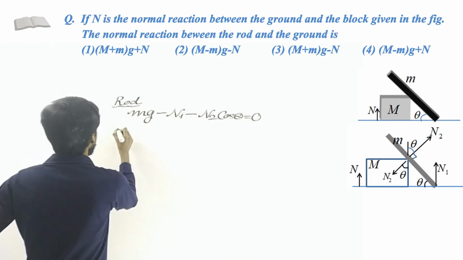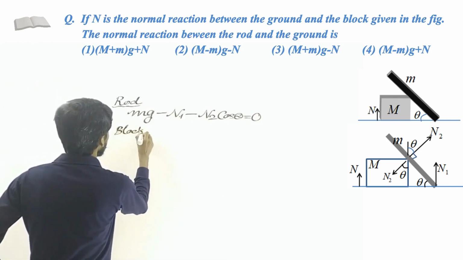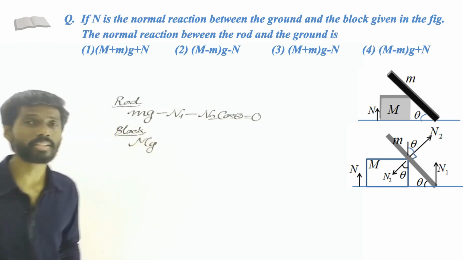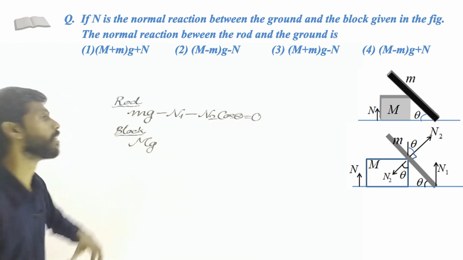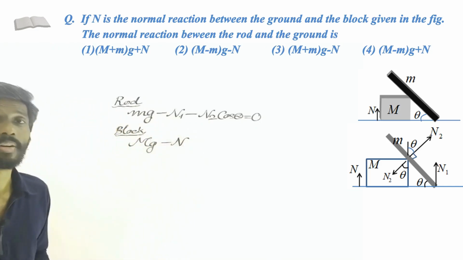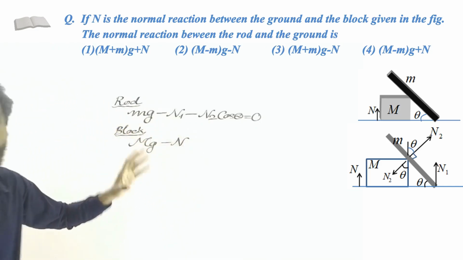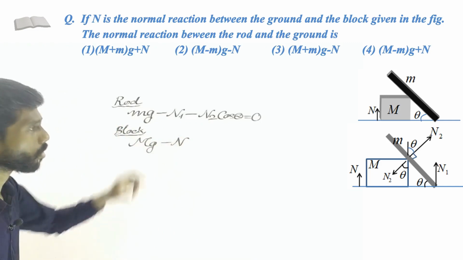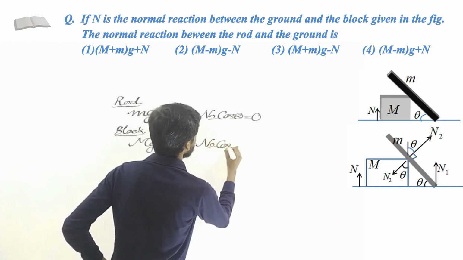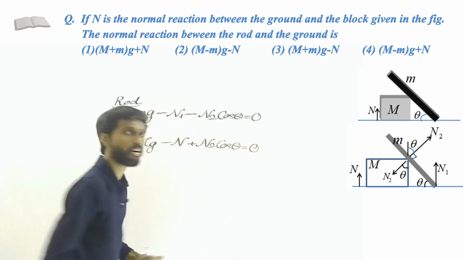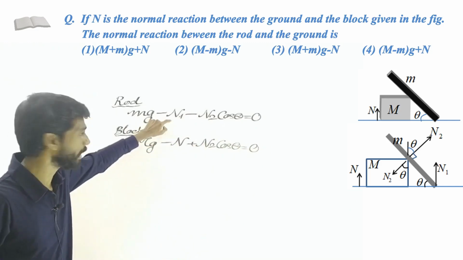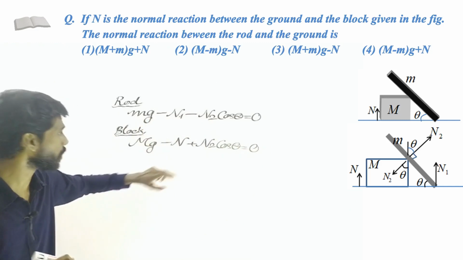Now we have to write for the block also. Of course, the gravitational force mg in the vertically downward direction, and also the normal force due to the ground in the vertically upward direction, so minus N, and the component of the normal due to N2 in the vertically downward direction, so plus N2 cos theta equal to 0. Okay, that's all. So these are the two equations. Just solve this to get our required value of N1 in terms of N. We don't need N2, it is not asked in the question, so we have to eliminate N2.